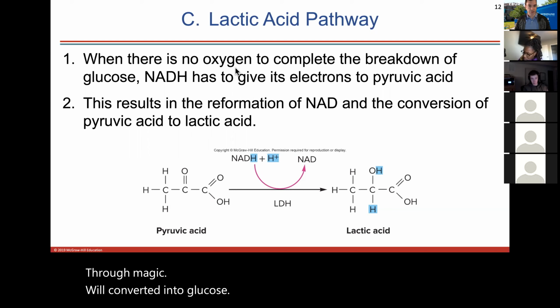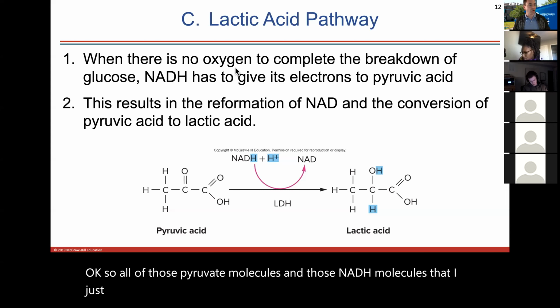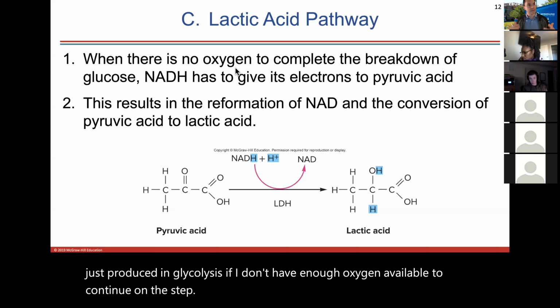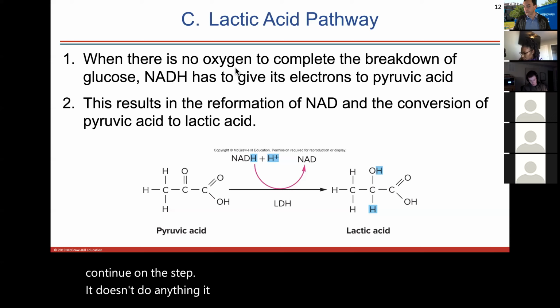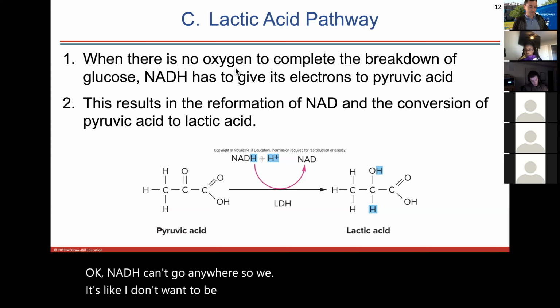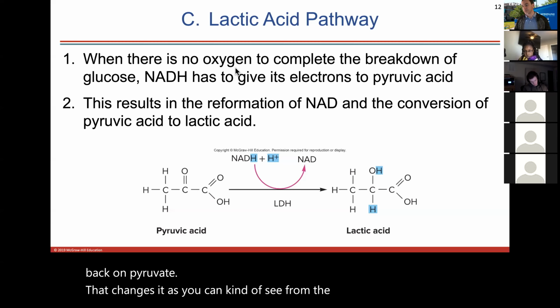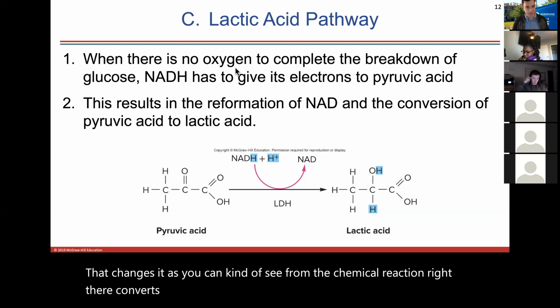So all of those pyruvate molecules and those NADH molecules that I just produced in glycolysis, if I don't have enough oxygen available to continue on the steps, it doesn't do anything. It doesn't go anywhere. NADHs can't go anywhere. So it's like, I don't want to be here. So it takes those hydrogen ions, puts them right back on pyruvate. That changes it, as you can see from the chemical reaction right there. It converts pyruvate, or pyruvic acid, into lactic acid, or lactate.